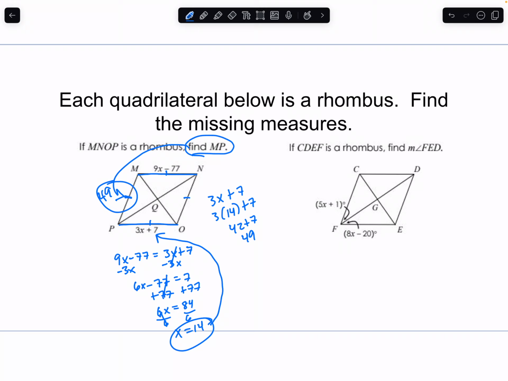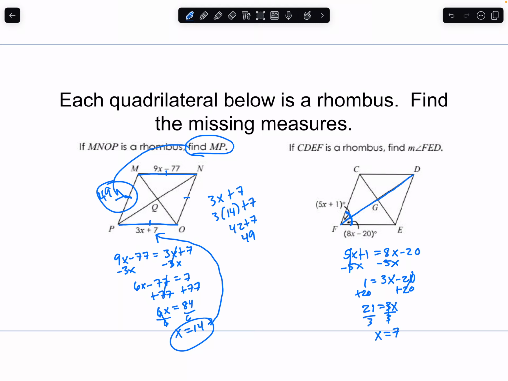This next problem is dealing with angles. Since the diagonals bisect each angle, it's going to cut each angle into 2 equal parts. That tells me that 5x plus 1 should equal the other angle, 8x minus 20. I identify the relationship, those two angles are congruent, and then I can solve. So I subtract 5x on both sides. 1 equals 3x minus 20. Move the 20 to the other side. 21 equals 3x. So when I divide, I should get x equals 7.